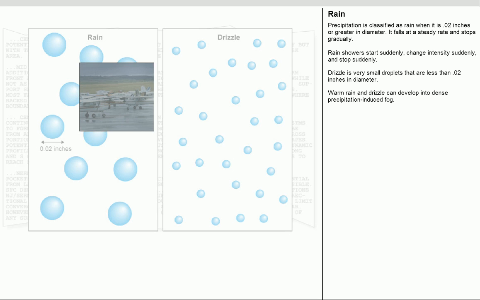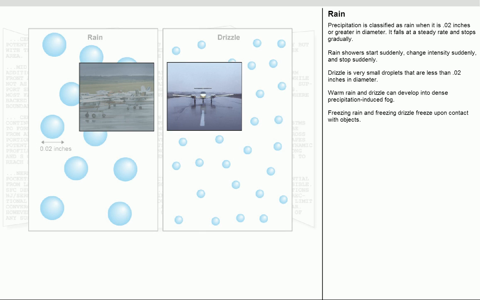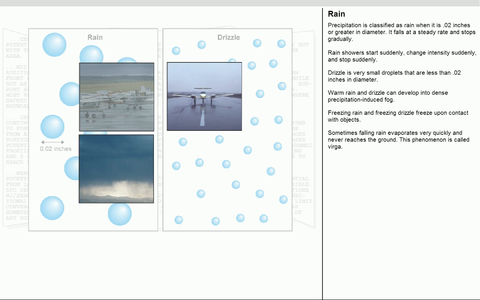When warm rain or drizzle falls through a layer of cooler air near the surface, evaporation from the falling precipitation can saturate the cool air. This forms precipitation-induced fog, which can be very dense and usually does not clear until the rain moves out of the area. Freezing rain and freezing drizzle have the same general characteristics as rain and drizzle, but they freeze upon contact with objects, such as power lines, trees, or aircraft. In addition to the hazard of in-flight icing, freezing rain can produce black ice on the runway, which poses a serious hazard to aircraft ground operations.